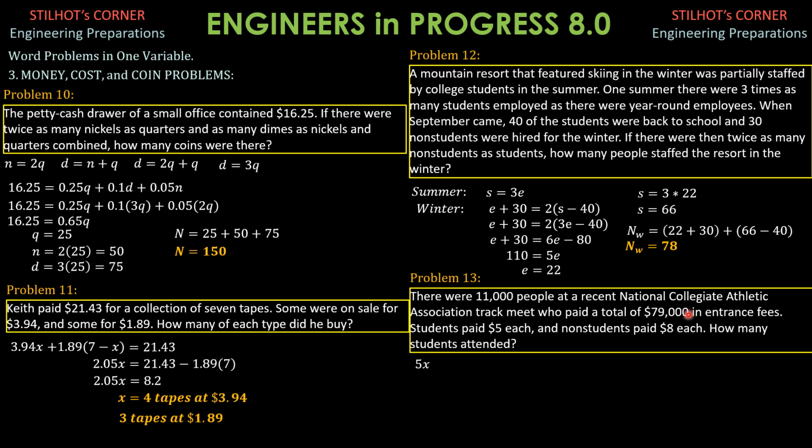So 5 times X plus 8 times quantity 11,000 minus X is equal to 79,000. So negative 3X plus 88,000 equals 79,000. 88,000 minus 79,000 is 9,000, and 9,000 equals 3X. So X therefore is 9,000 over 3. So X is 3,000. That's the number of students. And that's the answer for this case.